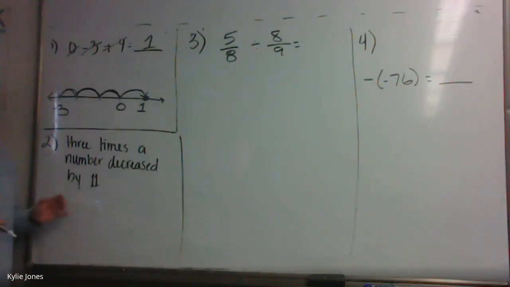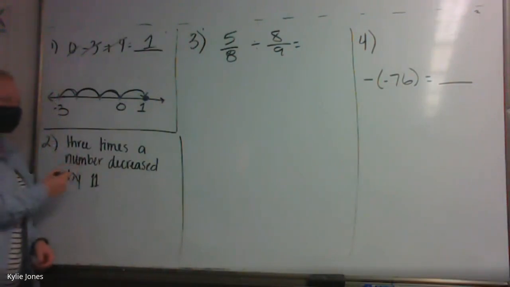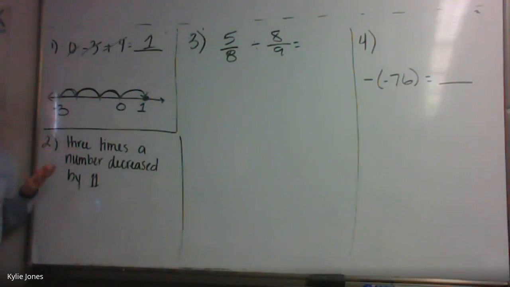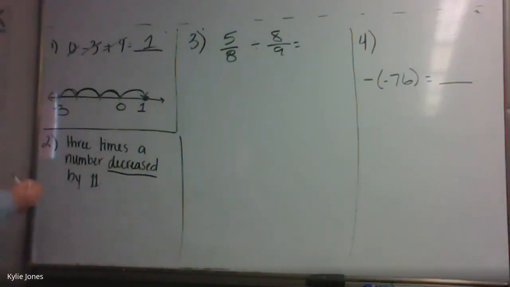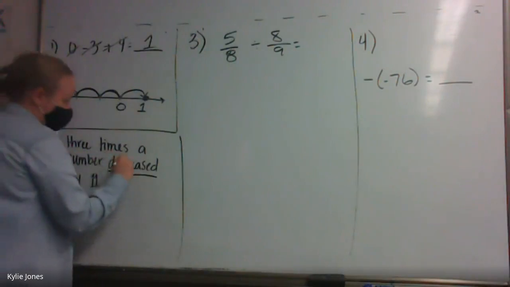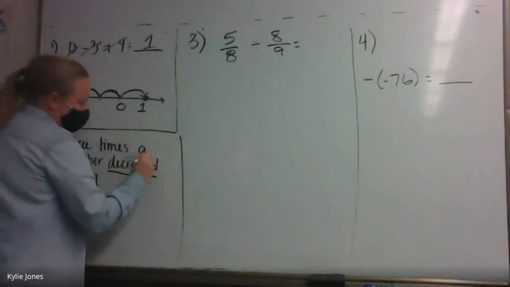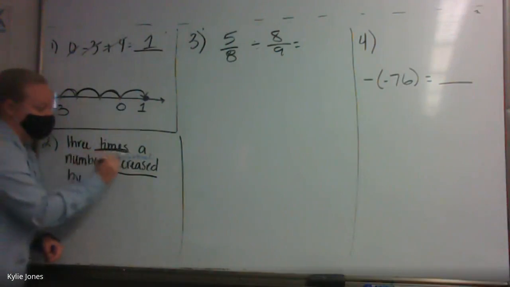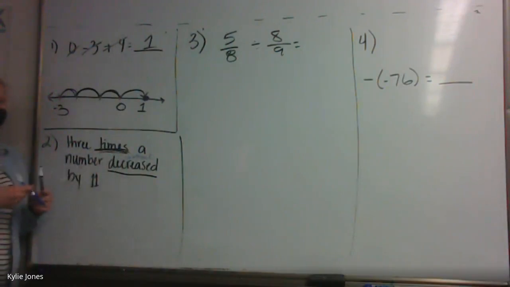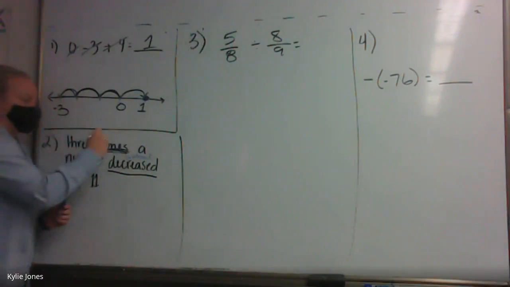Number 2 here is 3 times a number decreased by 11. So let's look at some keywords here first. What are the keywords? Decrease is a keyword. What does decrease mean? Subtract. Good. Decrease means to subtract something. What's our other keyword? I heard it. Number. Okay, I heard times and number. So let's start with times. Oh, I didn't mean to cross it out. What does it mean if it says times? Multiply.